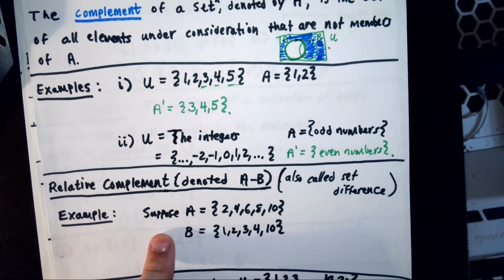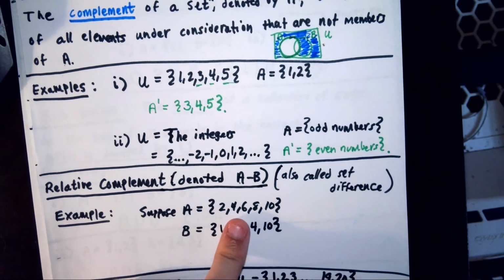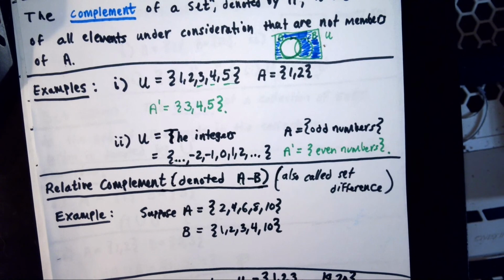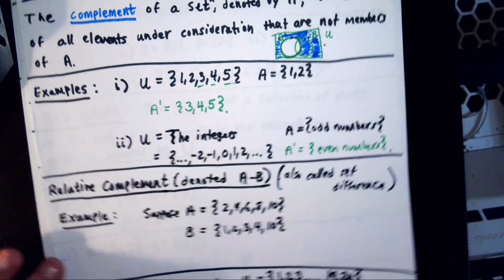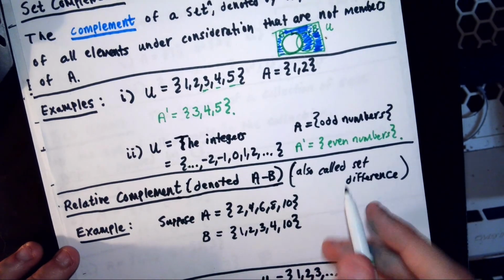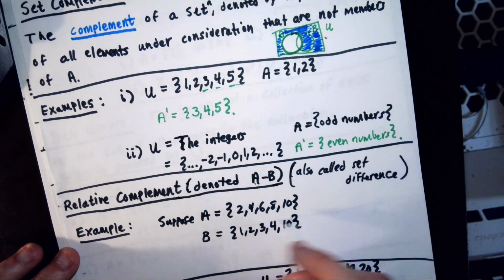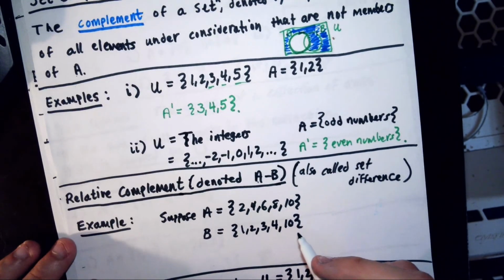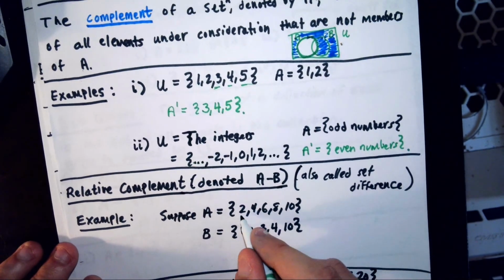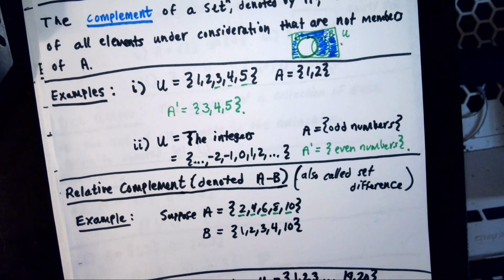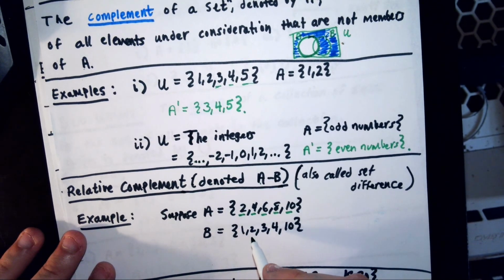So let's say that A is the set 2, 4, 6, 8, and 10. And let's say B is the set 1, 2, 3, 4, and 10. Now, what we want to do is consider everything that's in A, but we throw out the stuff that's also in B. So let me say that one more time. We consider everything in A, 2, 4, 6, 8, 10, but we throw out what's also in B.